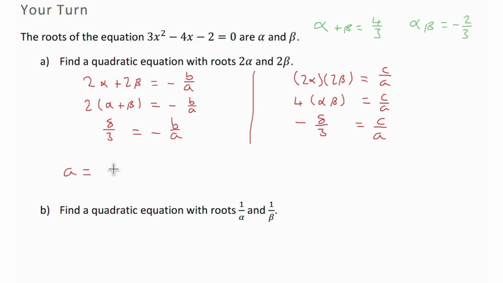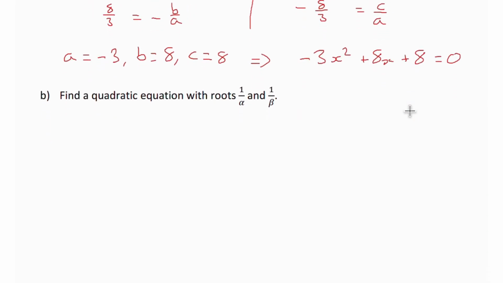That means a has to be equal to 3. Well, actually, it's minus 3, because in both of these the sign has changed. So a is equal to minus 3, b is equal to 8, and c is equal to 8. That means our quadratic equation is going to be minus 3x squared plus 8x plus 8 is equal to 0. Now, this quadratic equation will have roots that are equal to 2 alpha and 2 beta, whatever alpha and beta are.